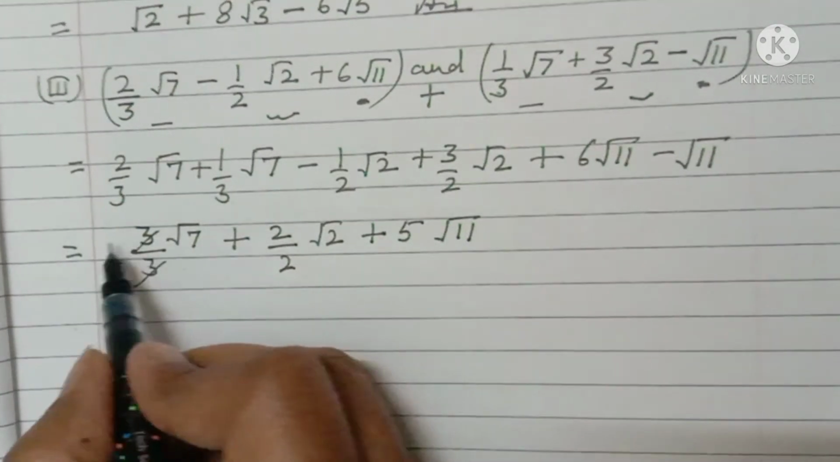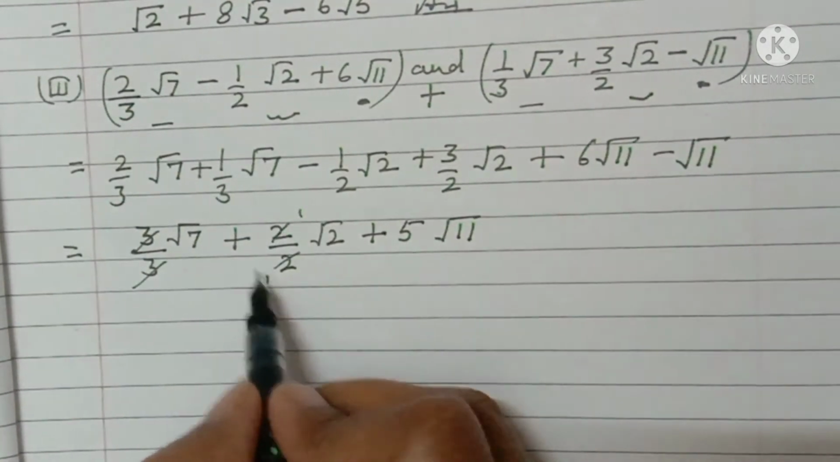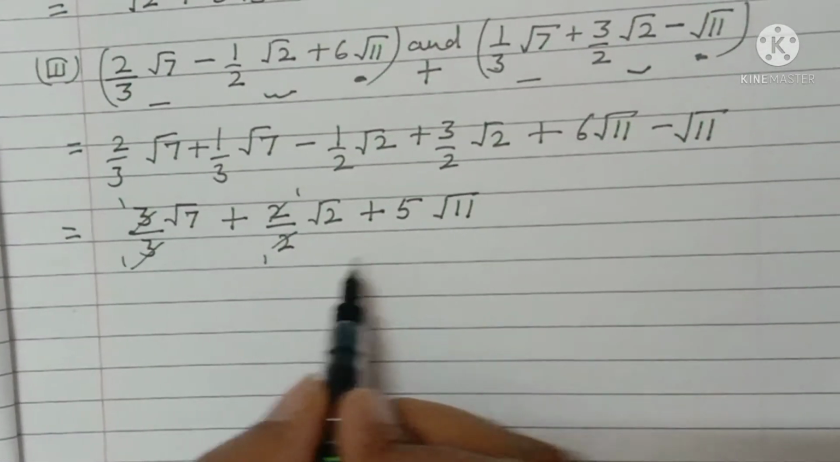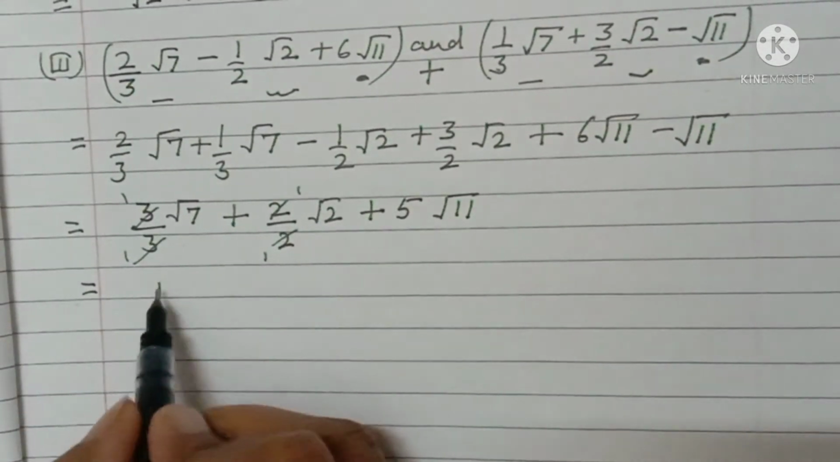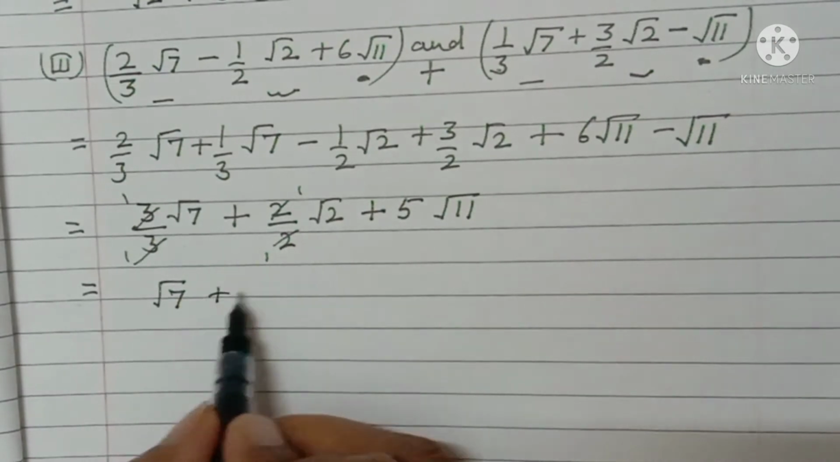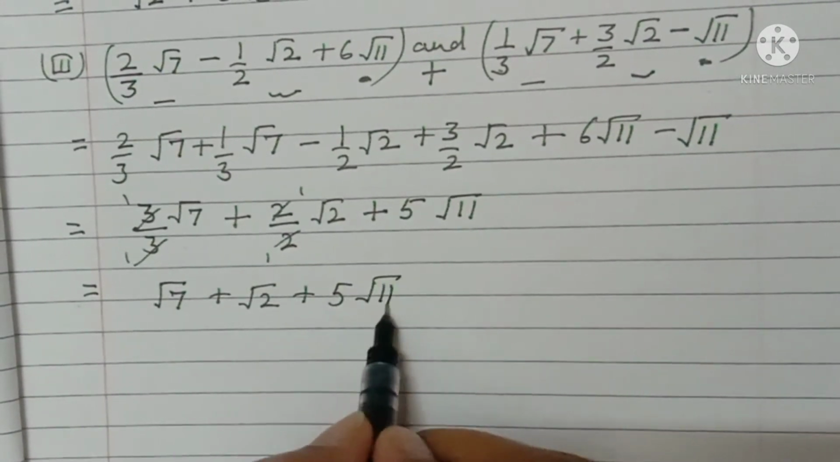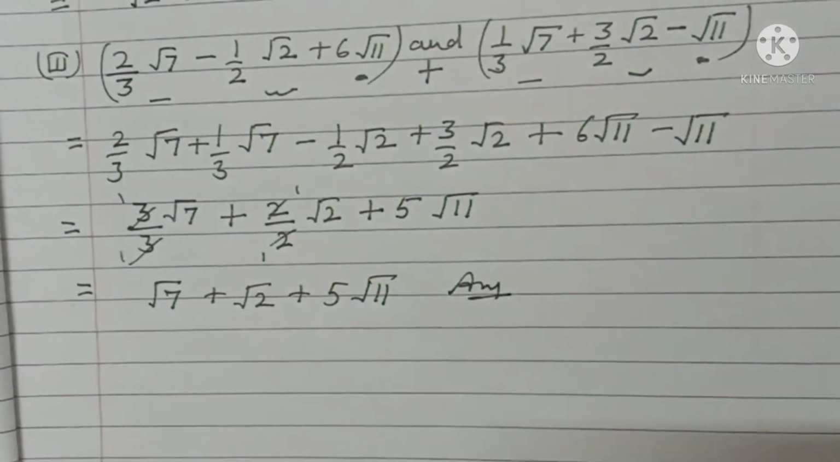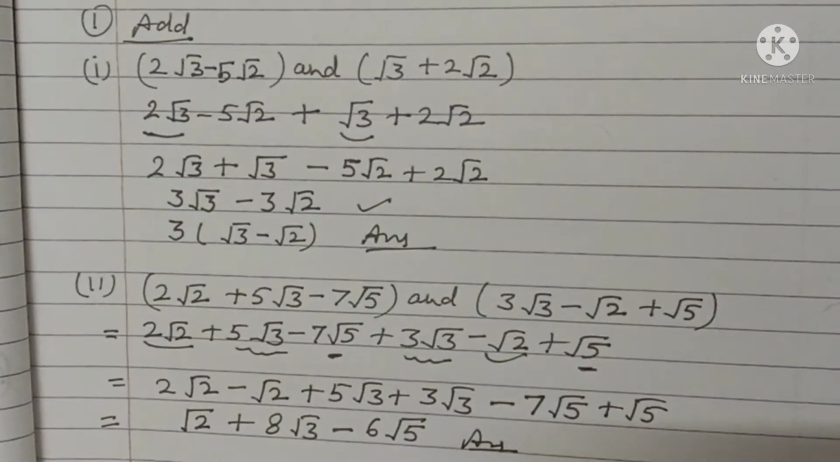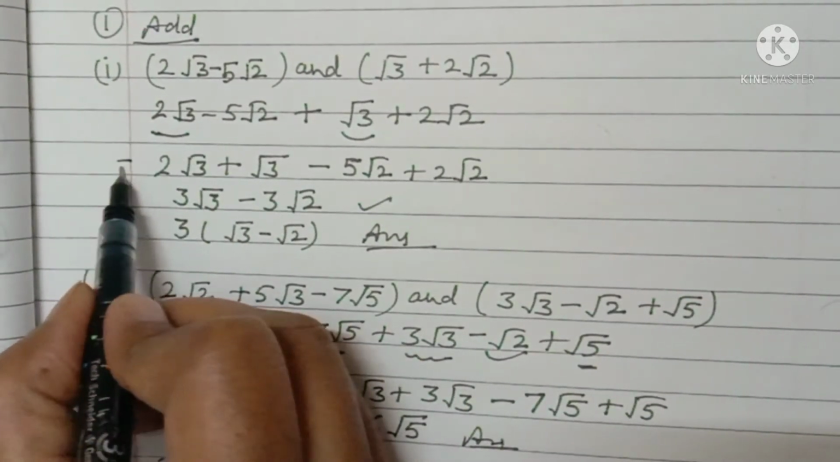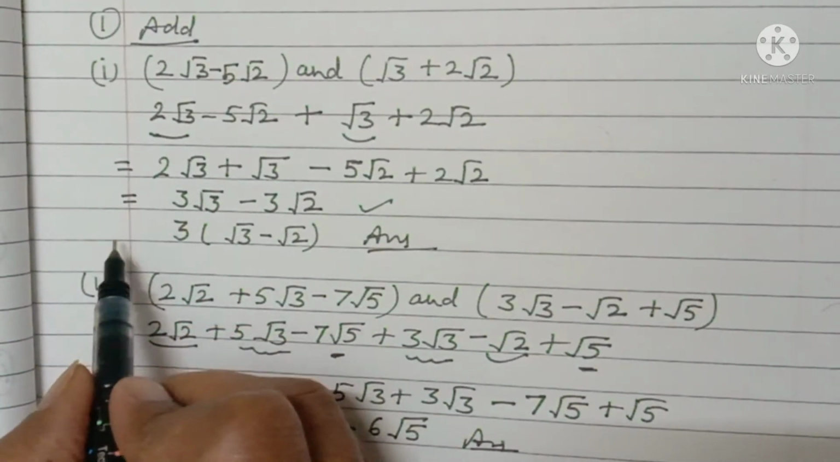Now 3 and 2 you can simplify, and write it like this: under root 7 plus under root 2 plus 5 root 11. Answer. In the first part, put the equal to sign in each step.